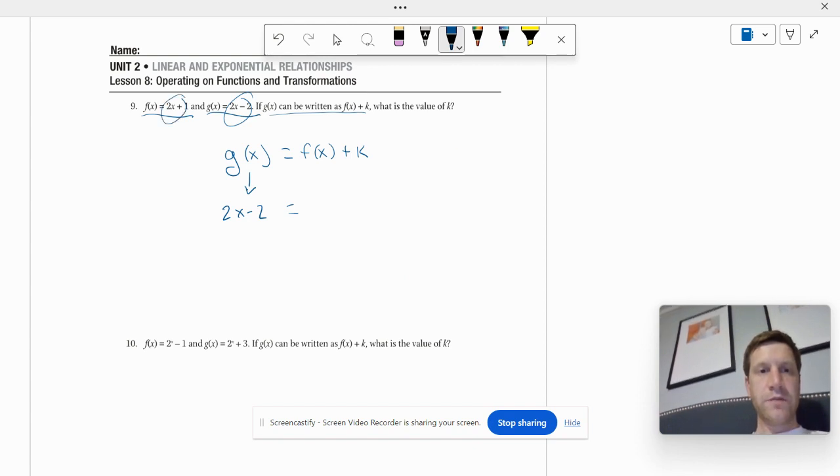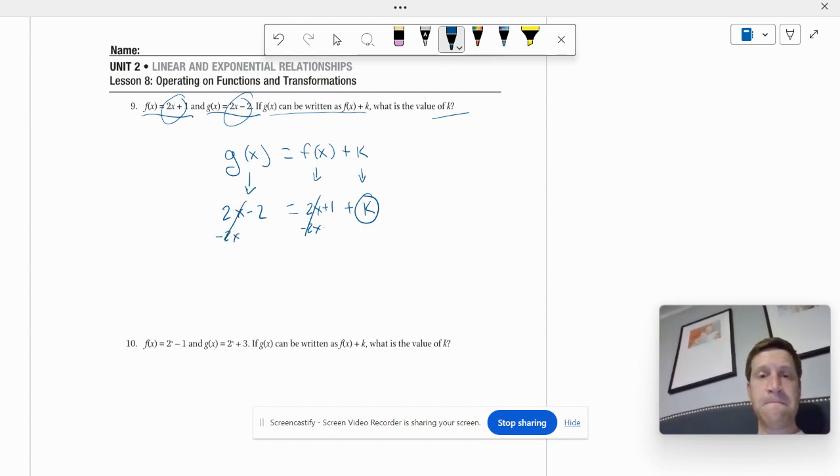I have an expression for f of x. So let's substitute that in. So 2x plus 1. And then let's not forget about the plus k. Keep that as is. What's the value of k? Solve for it. Isolate. Get everything else on the other side. So let's subtract 2x. That's gone. Subtract 2x, that's gone from the other side. Subtract 1. Subtract 1. And I get -3 is equal to k.